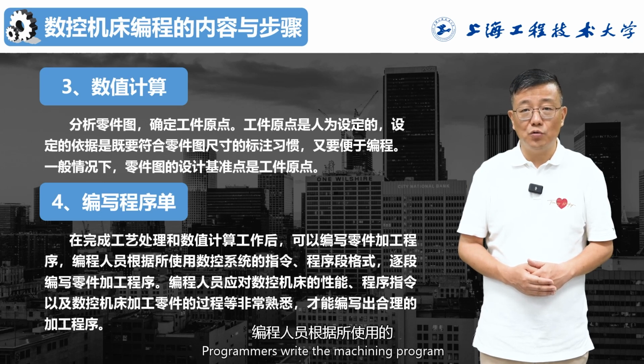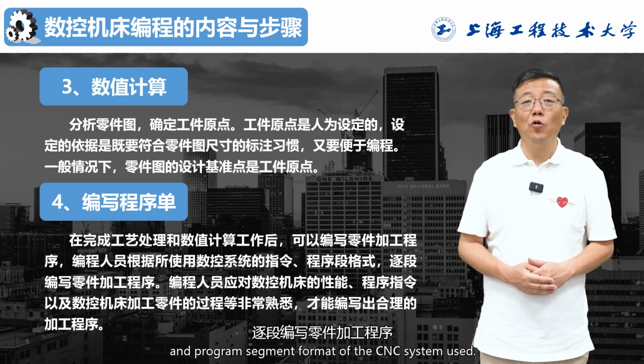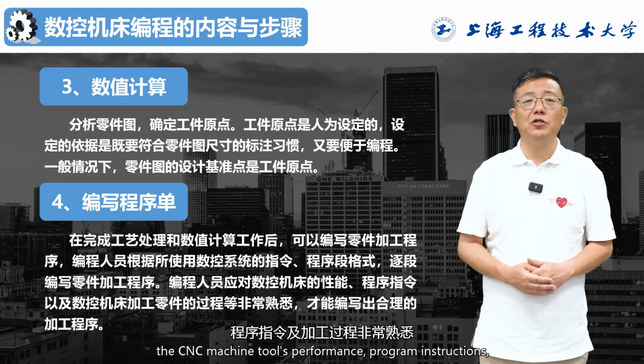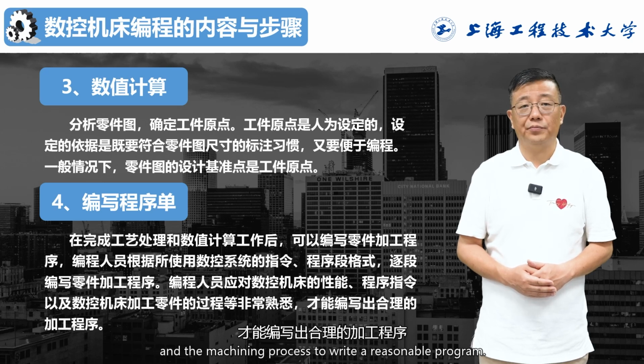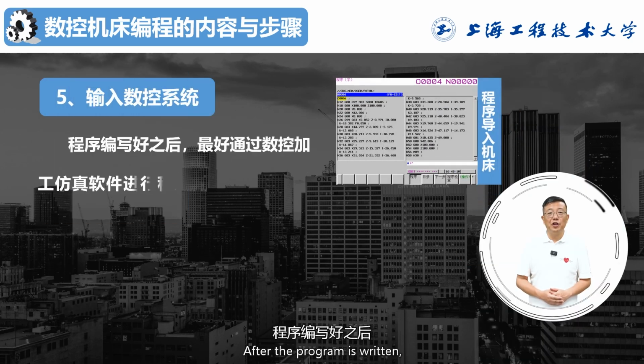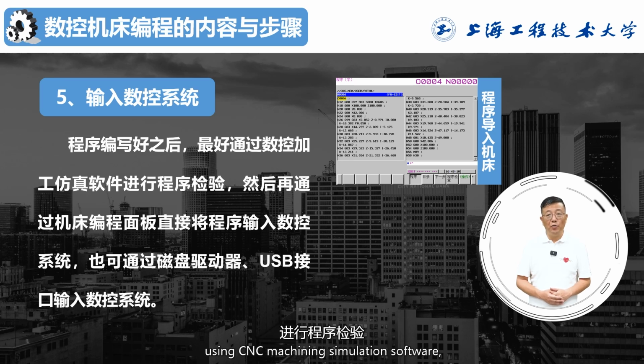Programmers write the machining program segment by segment according to the instructions and program segment format of the CNC system used. Programmers must be familiar with the CNC machine tool performance, program instructions, and the machining process to write a reasonable program. After the program is written, it is best to verify the program using CNC machining simulation software.